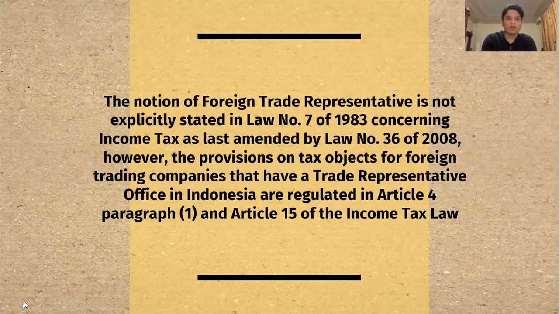The provisions of Article 4, Paragraph 1 of the Income Tax Law stipulate the definition of income as a tax object in general. Net income for a foreign trading company that has a trade representative office in Indonesia is regulated in Article 15 of the Income Tax Law, where the net income is calculated using special calculation norms. The formulation of Article 15 is as follows: special calculation norms to calculate the net income of certain taxpayers, which cannot be calculated based on the provisions of Article 16, Paragraph 1 or Paragraph 3, are stipulated by the Minister of Finance.